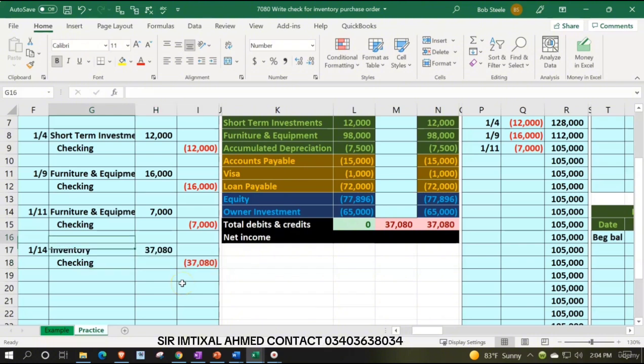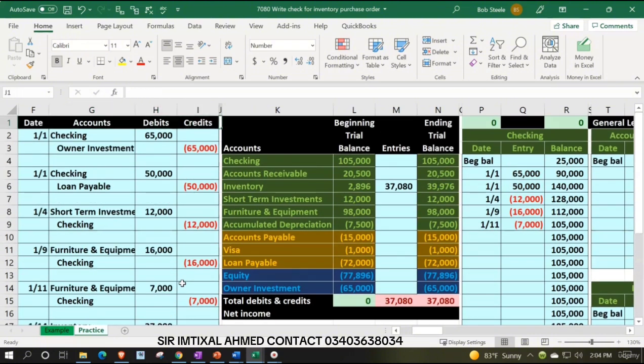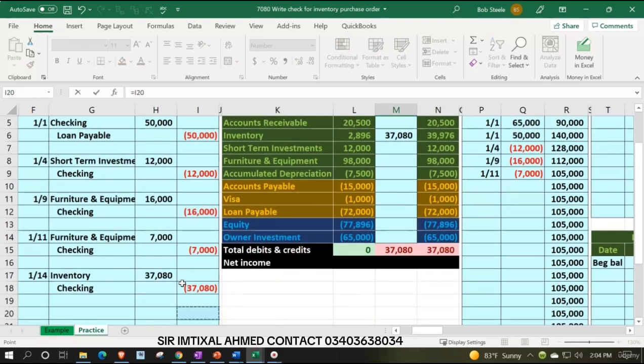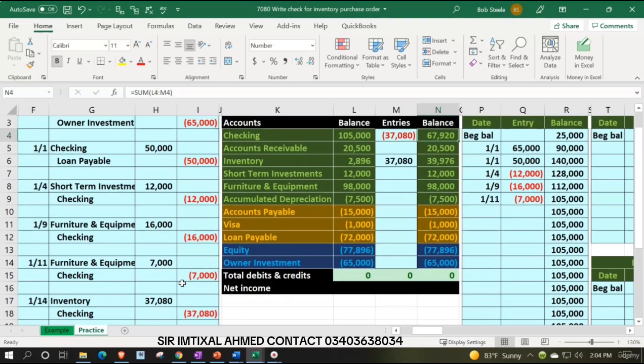So then the checking account is going to be up top. So we're in M4. What's an M4 for spelling stuff? I don't know, 37,080. And there we have it. So we've totaled that up. That looks good. Let's imagine we're going to do it again.